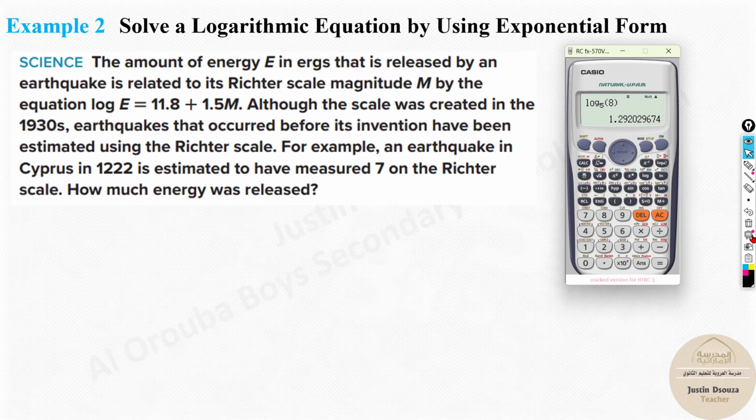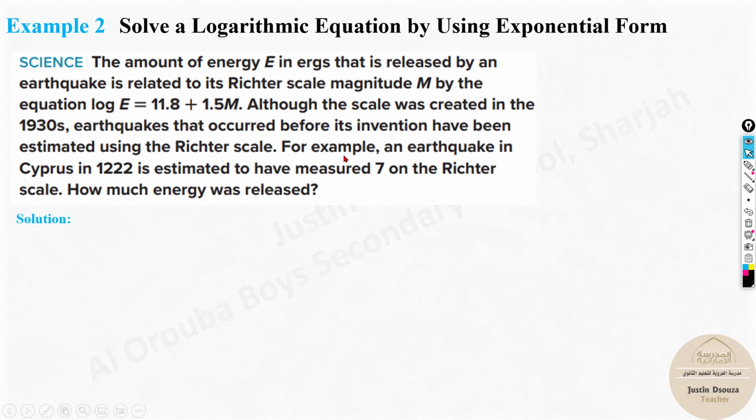Now let's see over here. Okay, we have a real world problem. The amount of energy E in ergs, which is a unit of energy, like how we have length in centimeters, meters and so on. E ergs released by an earthquake is related to Richter scale magnitude M by the equation log E equals 11.8 plus 1.5 M. Okay, E is the energy.